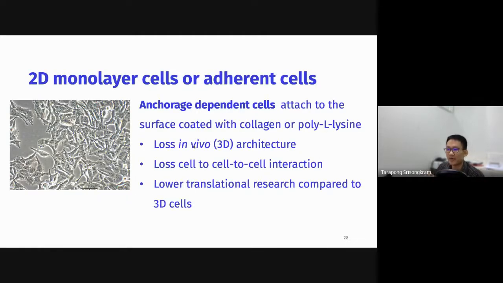And here is the 2D monolayer. The anchorage dependent cells attach to the surface with collagen or the polymer, which is polylysine. So if we culture the cells in the 2D monolayer, the cells will lose the 3D structure and lose the cell-to-cell interaction, because the cells are attached to the flask and not attached to each other. So it will have lower translational research value compared to the 3D cell culture.